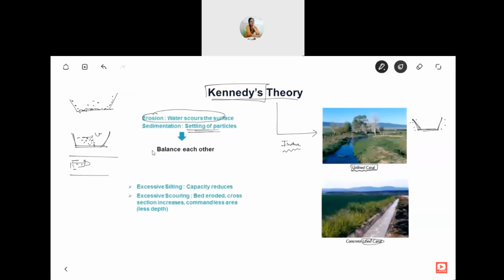So what are the disadvantages of this? When a lot of silting takes place, it keeps on filling this. So the effective depth reduces. So the capacity reduces.